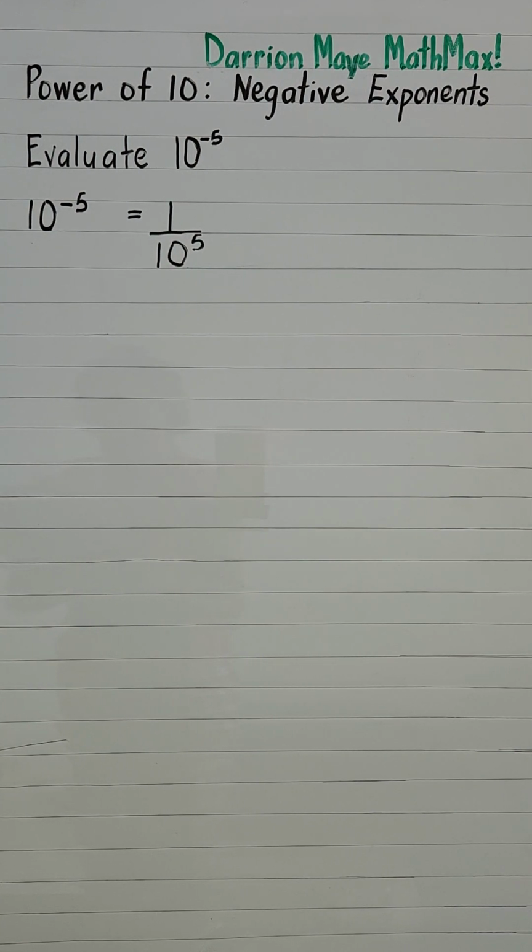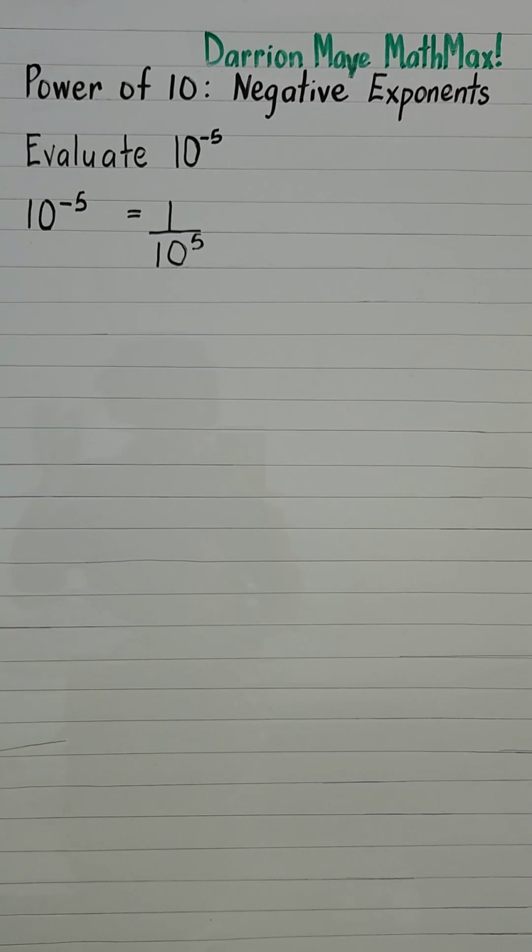So our first step, therefore, as you can see, we rewrite the base as its reciprocal, and that is 1 over 10, and then the exponent without the negative sign, and therefore 10 to the negative 5 is equal to 1 over 10 to the 5th. Our next step is to evaluate or simplify 1 over 10 to the 5th.